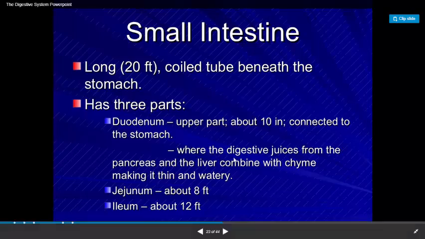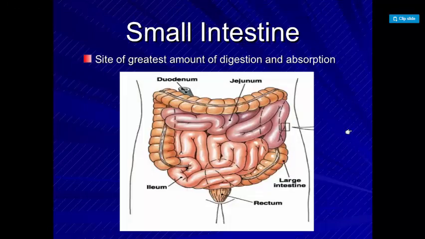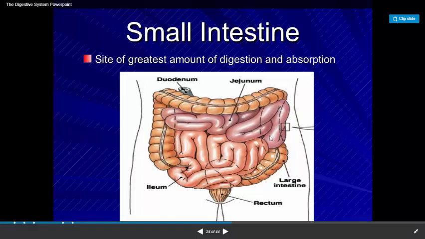So in the duodenum, the digestive juices coming from the pancreas and the liver are going to combine and be together with the chyme, making it thin and watery. All of this is to prepare the food to be absorbed, to enter into your cells. Here is the small intestine. All of these tubes are coiled in order to take less space. The duodenum is the beginning, the jejunum comes next, and then finally the ileum, which is connected to your large intestine.